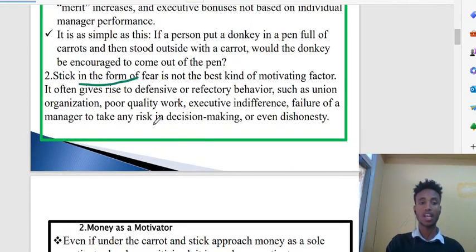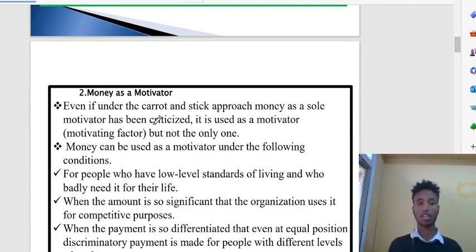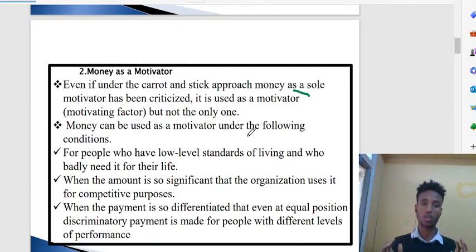The other motivation factor or motivation theory is money as a motivator. Even under the carrot and the stick approach, money is used as a motivating factor by itself, but not as the only one. It's a kind of affirmative gesture.